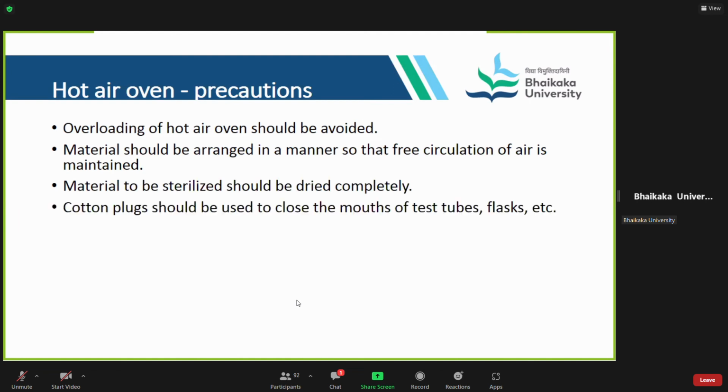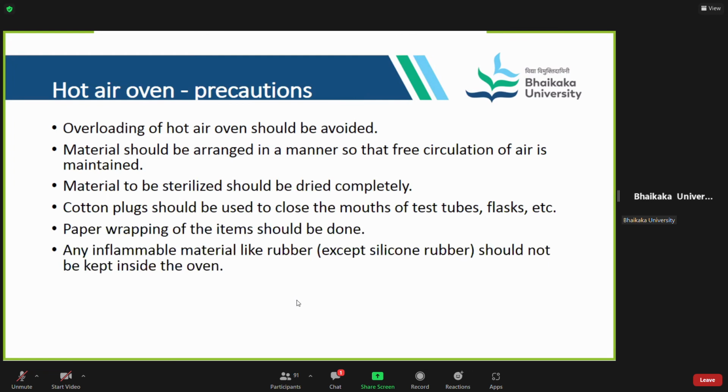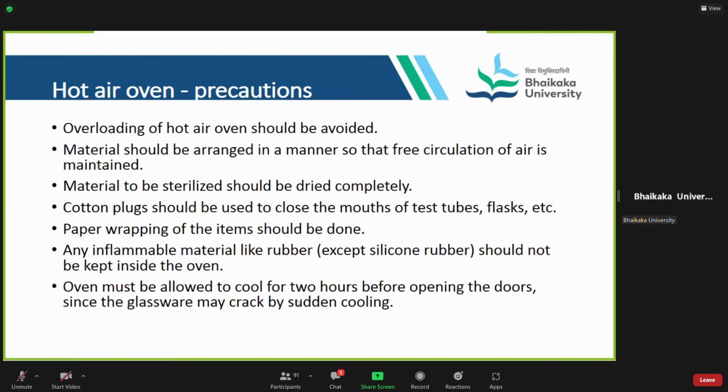If you are using test tubes and flasks, ensure that they are plugged, otherwise they might crack. You wrap the items. All your glass items need to be wrapped properly and any inflammable material must not be kept. You can keep silicone rubber inside because it is not inflammable. And once the time is over, you don't open it immediately. You have to give a cooling period, otherwise all your glassware will break.